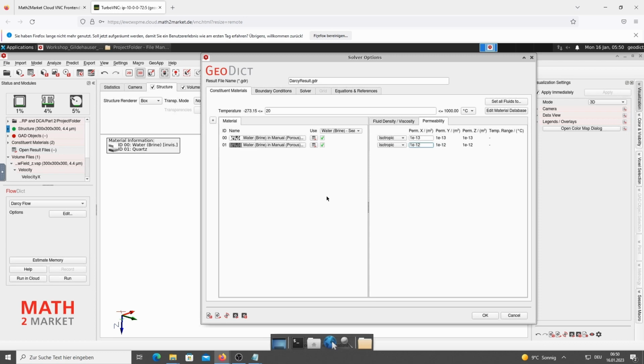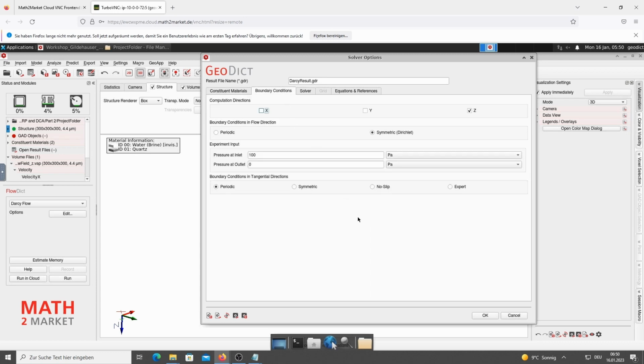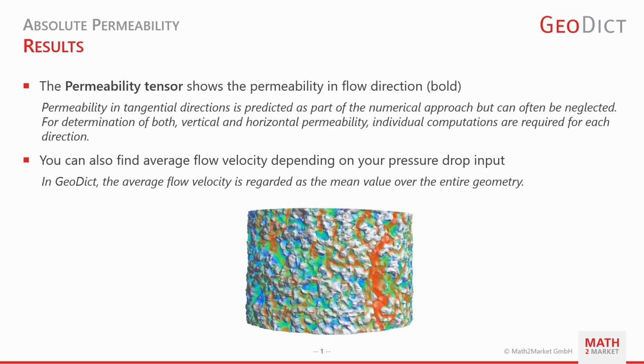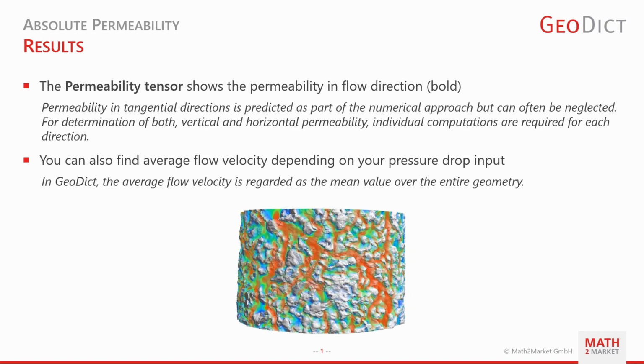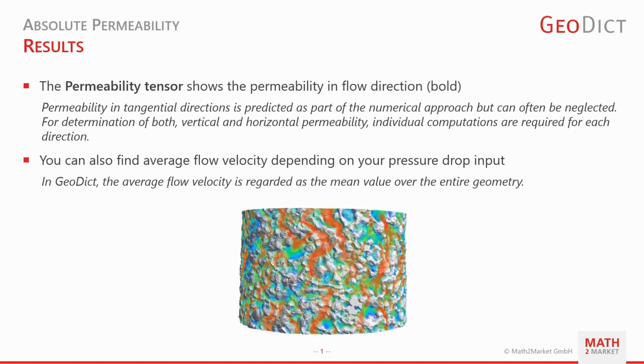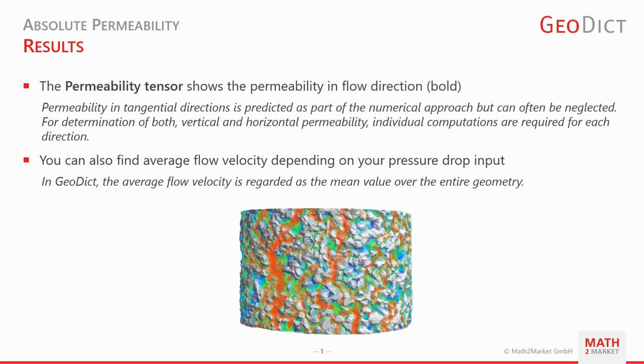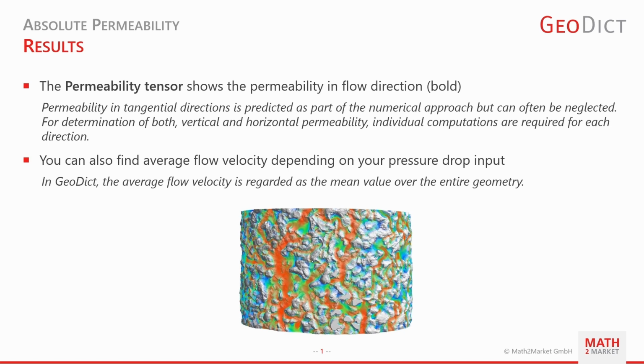Another difference between Darcy flow and Stokes-Brinkmann is the boundary conditions tab. This looks a little bit different, but it is still very similar to the Stokes-Brinkmann command. To obtain the full permeability tensor, we would have to compute the fluid flow in each direction separately. That means in x, y, and z direction. The permeability tensor of the three main directions displays the respective permeability. In FlowDict, you may also visualize the fluid flow velocities for each direction.